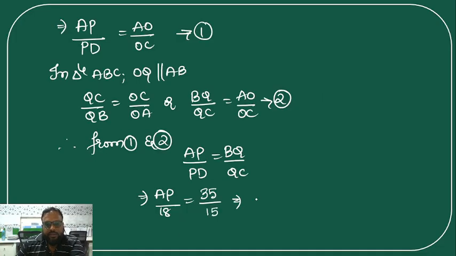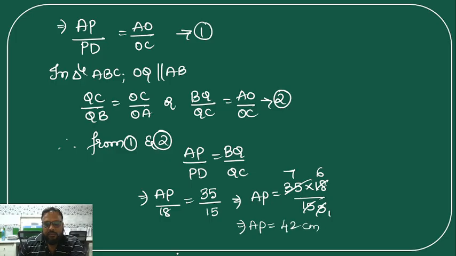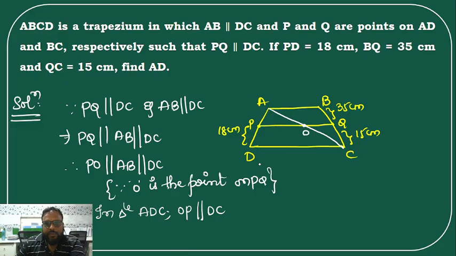So from here, AP is equal to 35 into 18 by 15. You can cancel: 5 sevens are 35, 5 threes are 15, 3 ones are 3, 3 sixes are 18. So what is the value of AP I got? AP is equal to 42 centimeters.